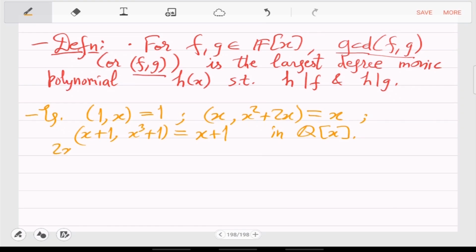Let's check it. 2x and 4x. Yeah, what do you want to say? What is the GCD? GCD is x. That is why I added monic, so that there is no confusion. Because some people here think that the GCD is x, some think that it's 2x, some think that it's 100x. All the answers are correct, actually. The reason is that 100 divides 2 and 100 divides 4 also, right? Those are the new rules we are following.